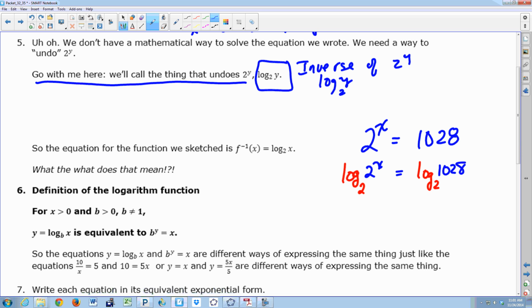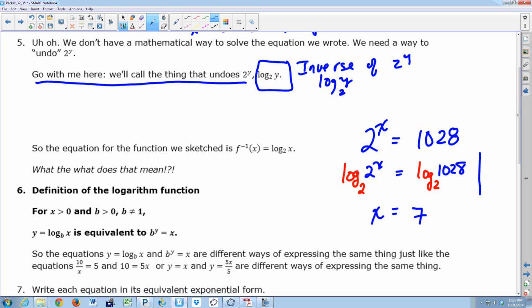Okay. Now, right now, you don't know how this becomes the next thing I'm going to show you. This thing becomes x, which is what you want to solve for. And log base 2 of 1028, does anybody know what that is? 2 to what power is 1028? 2 to the 4th is 16, 2 to the 5th is 32, 2 to the 6th is 64, 2 to the 7th. So this tells you the answer is 7.